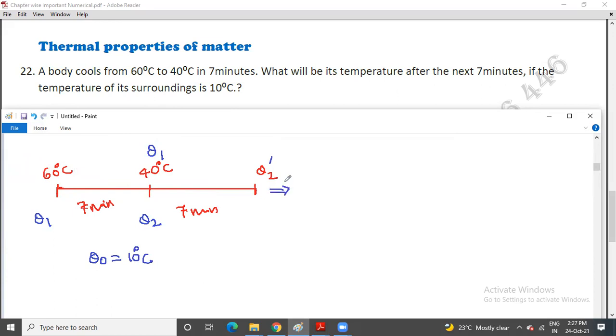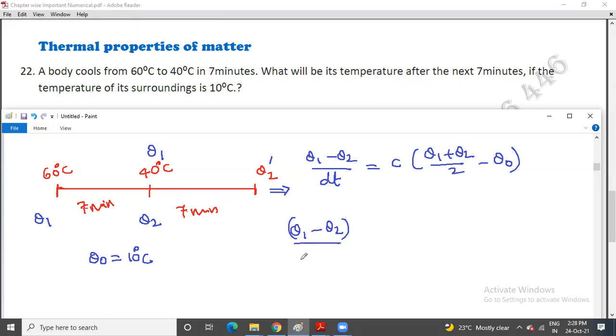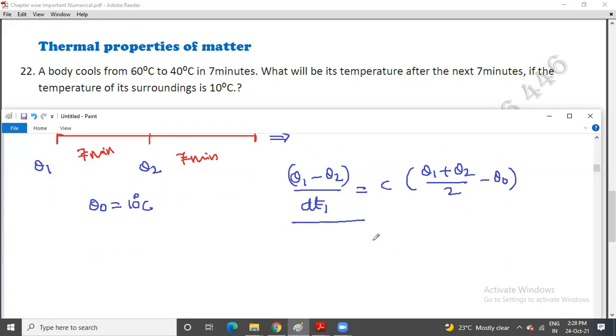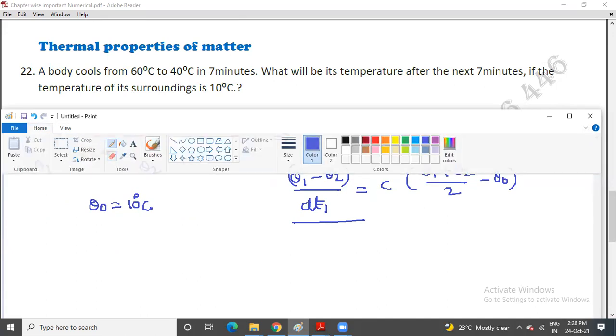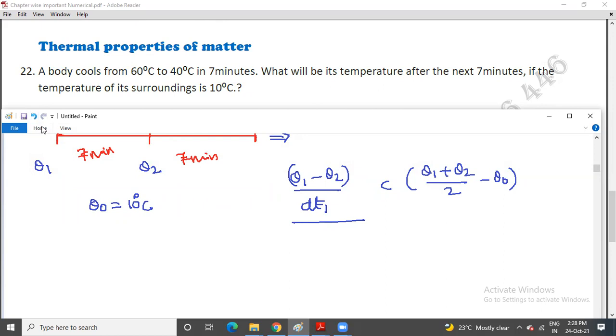Now first let us write Newton's law of cooling. Theta 1 minus theta 2 by dt, this time interval, is equal to C into theta 1 plus theta 2 by 2 minus theta naught. So let us apply for two cases here. So theta 1 minus theta 2 by dt1 is equal to C into theta 1 plus theta 2 by 2 minus theta naught. This is the first case. Now let us also write the second case.